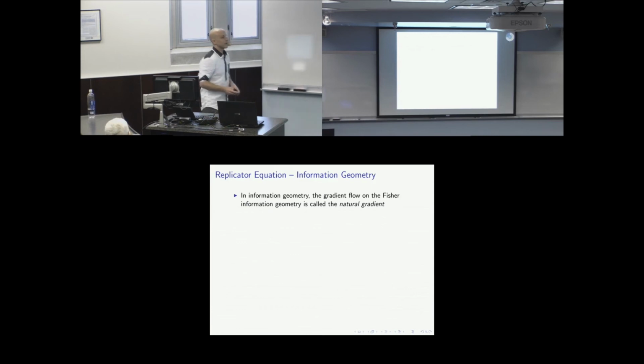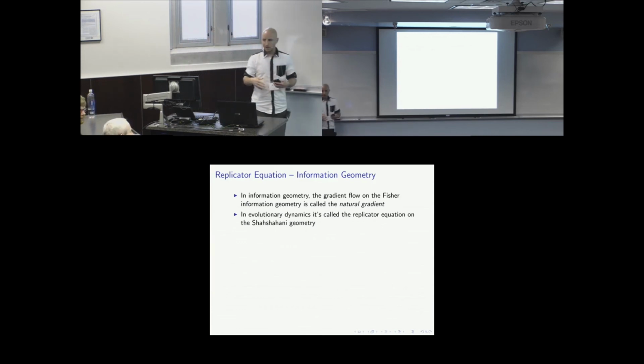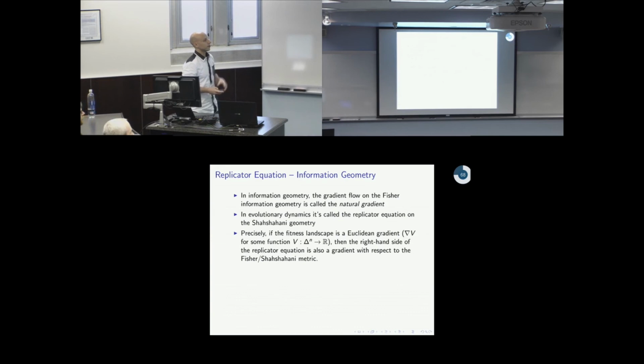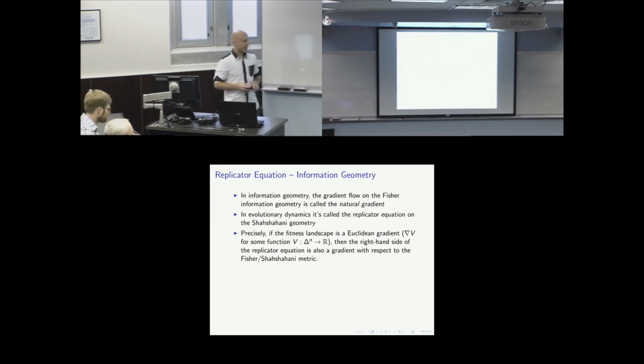Okay, so we have a different geometry, so that changes the way our angles move, and we can use that to calculate a gradient on this curved space rather than on the flat space. In evolutionary game theory, it's called the Shahshahani geometry. Around 1979, there was a paper where this geometry was introduced.